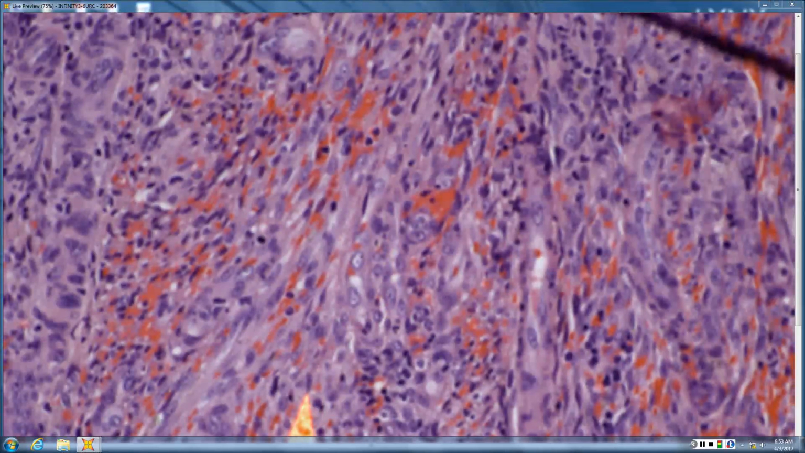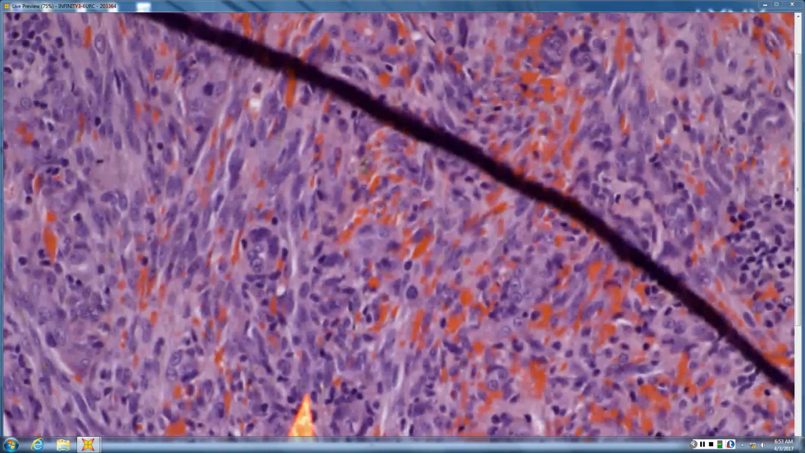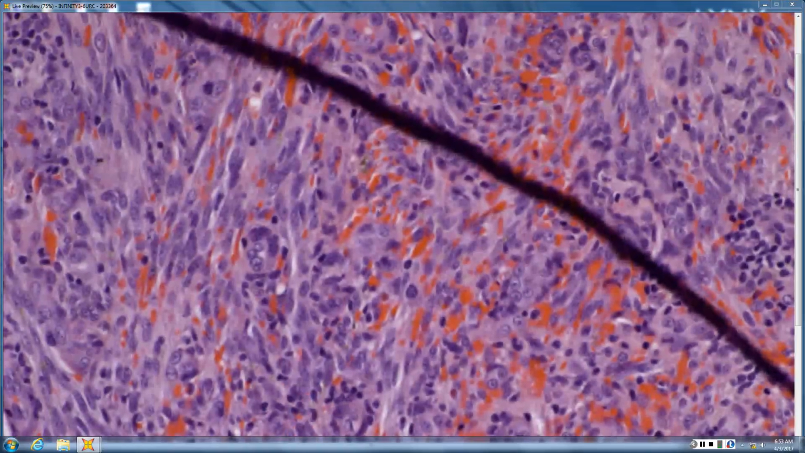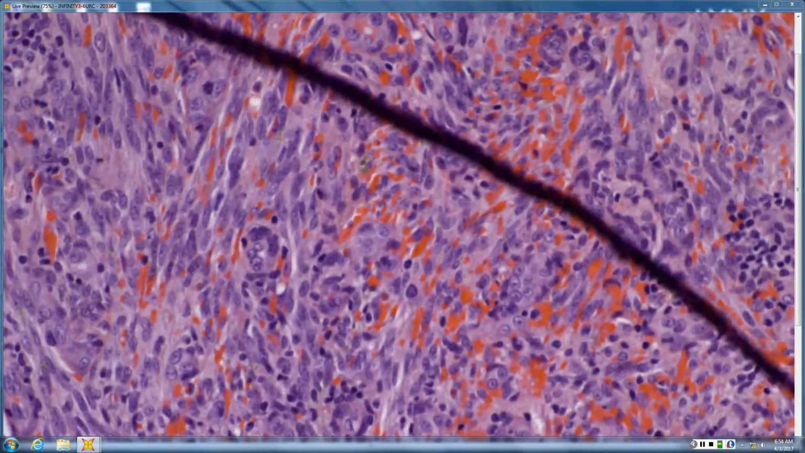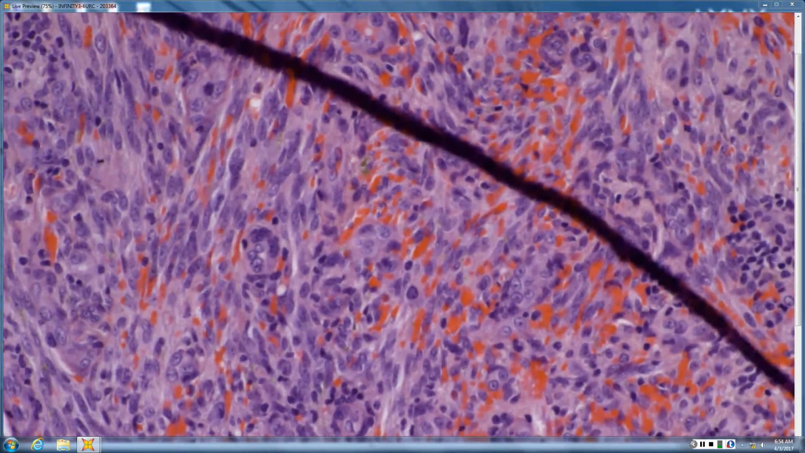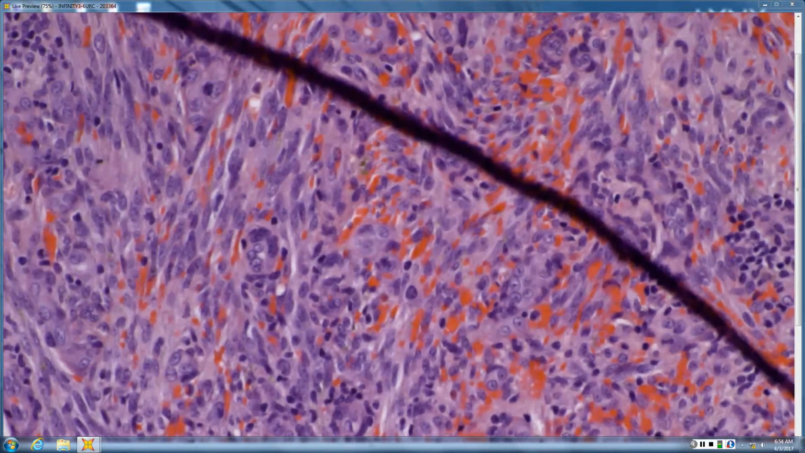You'll often see hemosiderin, just from the chronic red blood cell degeneration that's happening. And then there's usually plasma cells throughout. You may see a little bit of atypia in the neoplastic cells, but not typically as much as angiosarcoma.